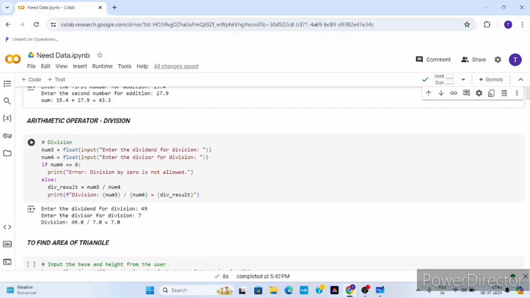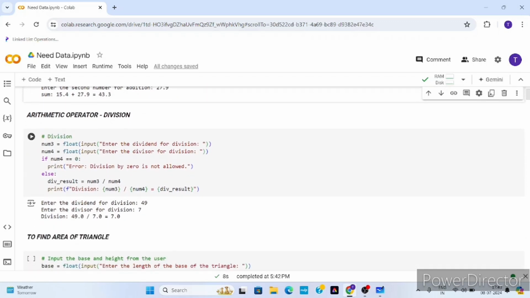And for division, the process is also the same. The number 3 stores the dividend value, and number 4 stores the divisor value. Dividend is the above value and divisor is the below value. That is, dividend is the numerator and divisor is the denominator. If num4 is equal to 0, if your denominator is equal to 0, there will be no calculation, right?